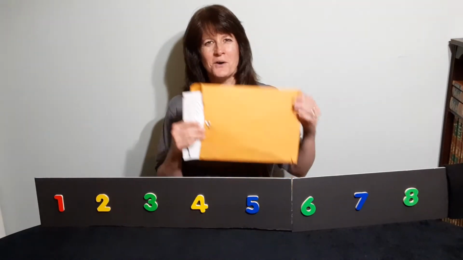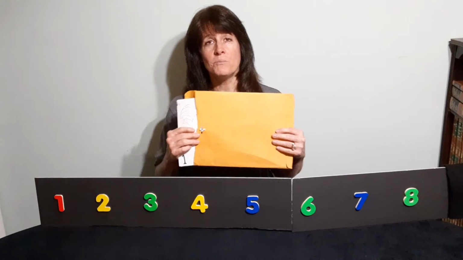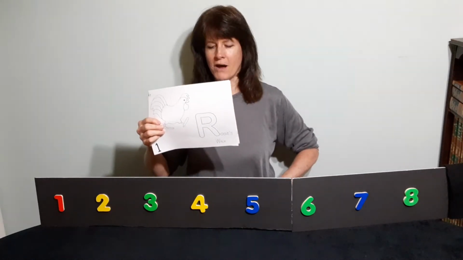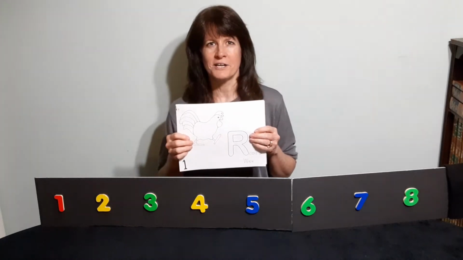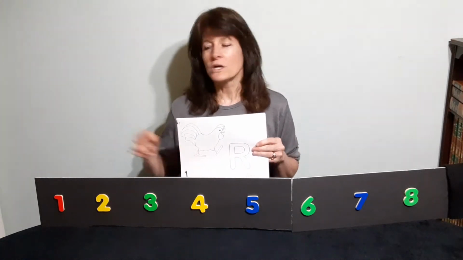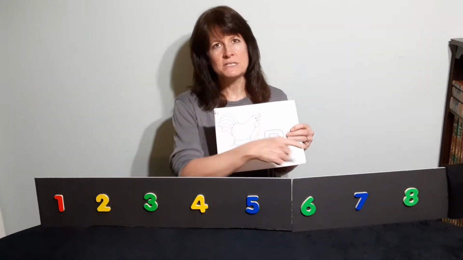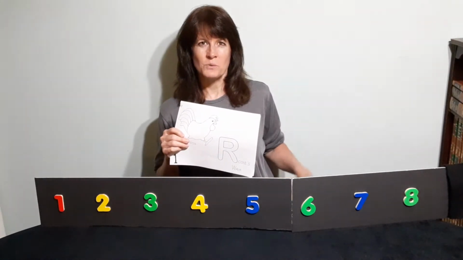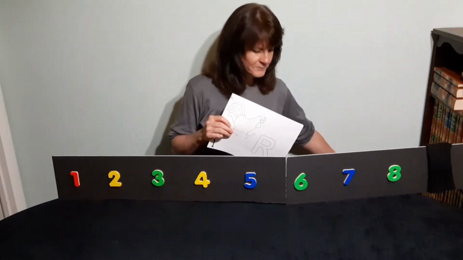I'm going to get something, a tool that's going to help us. I'm going to go get my number line. I'll be right back. Okay, here we go. So get your envelope and pull out the pictures from our story, Rosie's Walk. And we're going to use our number line to help us to know what order to put the pages in. So families, work with your students, and here we go.